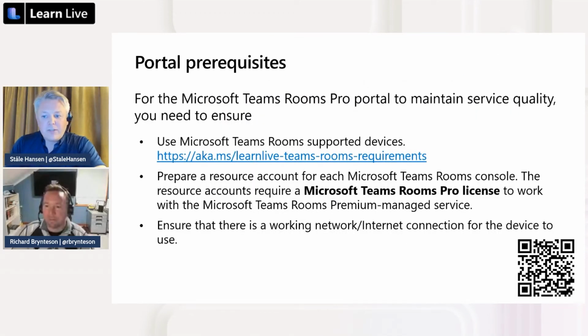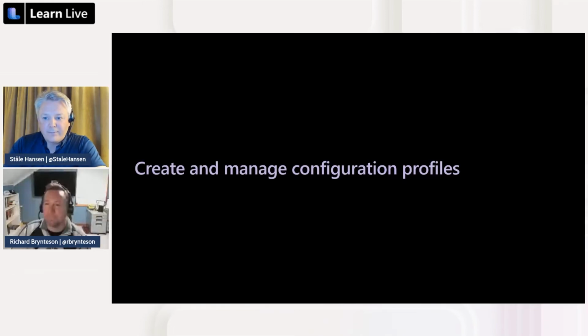So the portal prerequisites are Teams rooms on Windows and a Pro license. You have rolled out the agent that registers it to the portal. And of course, you need to use proper networking, have it sign in, and so on. So go in and look at the Teams rooms requirements. You can scan the QR code for that.